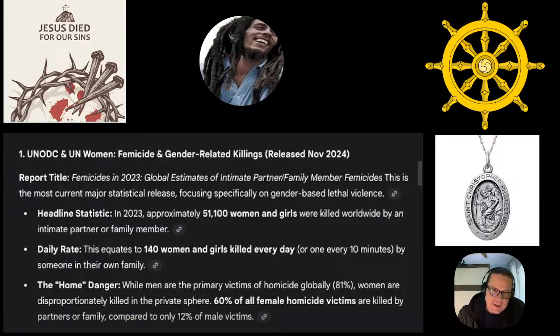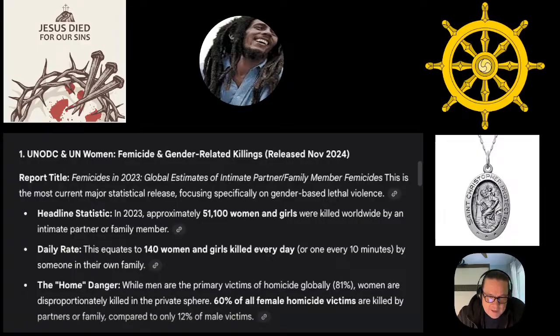Now 51,100 seems like an awful lot of people, and it is. One is a lot, but there are more than 8 billion people on the planet. So statistically speaking, I would say the number is very low, but obviously, if you are one of the 51,100 women, it is a very high number.